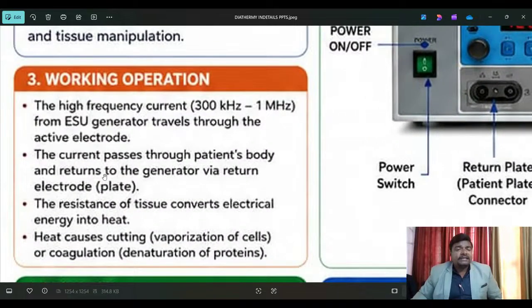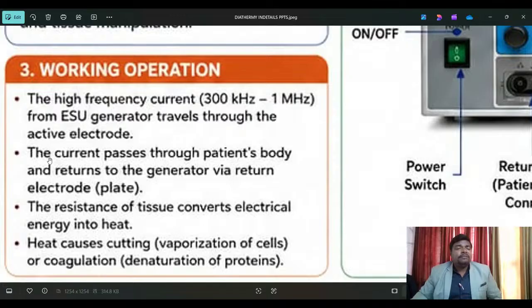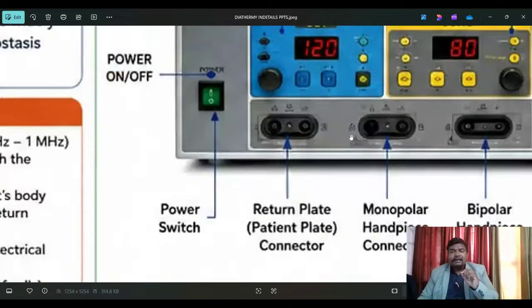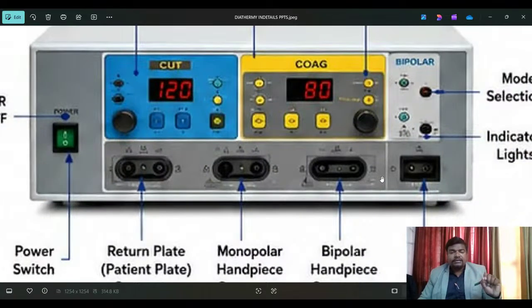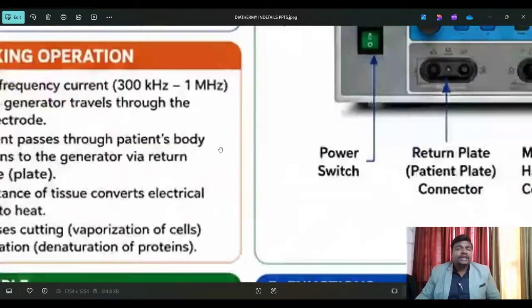Next, the current passes. Here, this is the electrode. Second point in working operation: the current passes through the patient's body and returns to the generator via the return electrode plate. If in a diathermy machine the patient plate is not working, then you cannot operate anything. It may not function. What is the patient plate? It is the earthing plate. I will show you how it looks one by one.